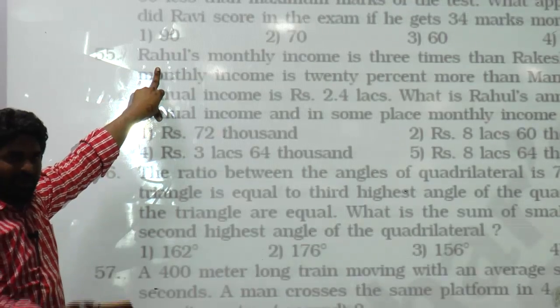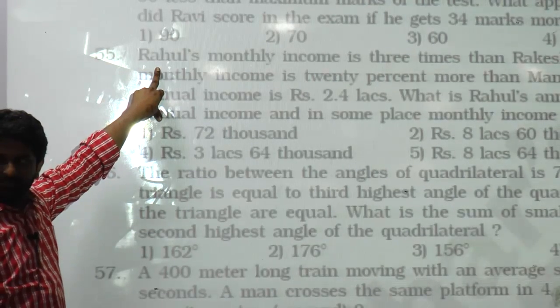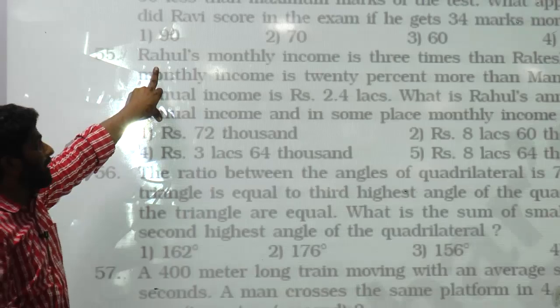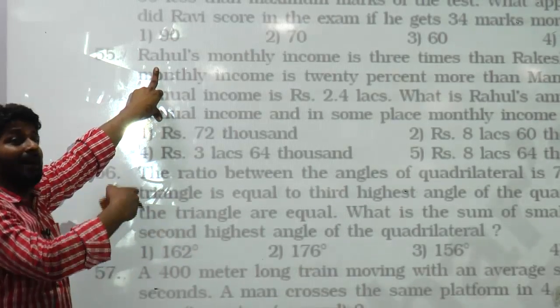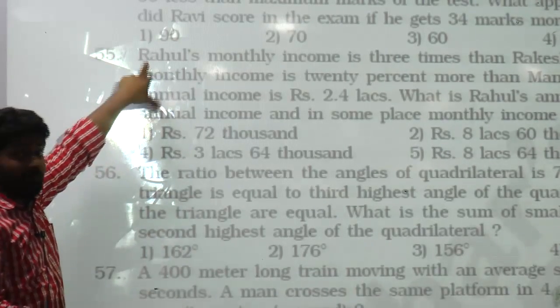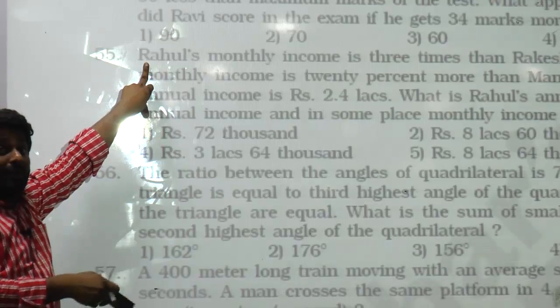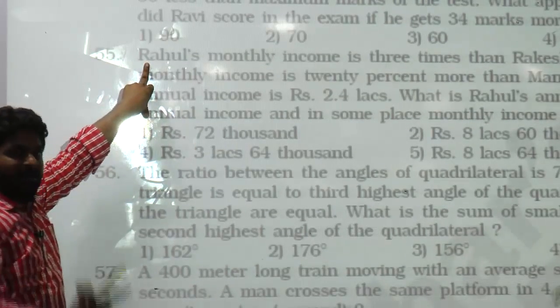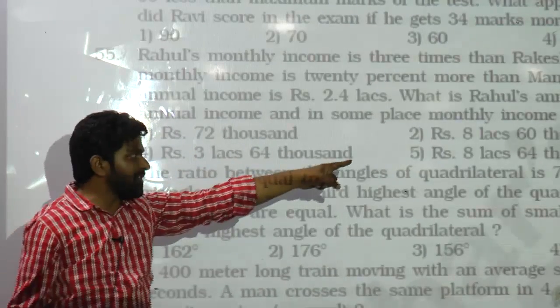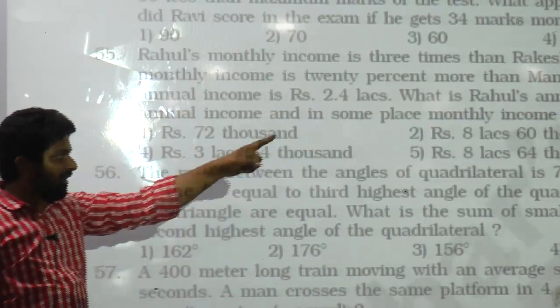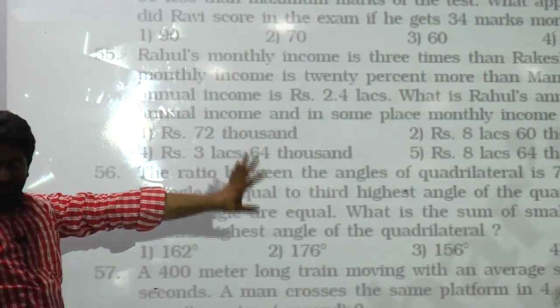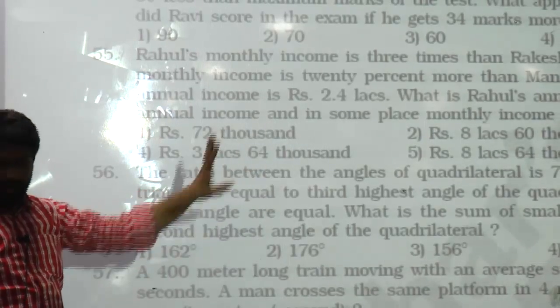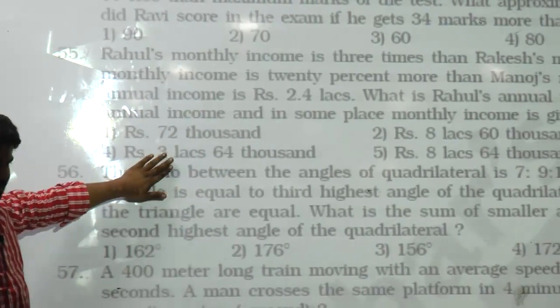Yes or no? Need not go for conversion. If monthly income of Rahul is 3 times of monthly income of Rakesh, yearly income of Rahul also will be 3 times of yearly income of Rakesh. So, answer should be a 3 multiple. The second option is not a multiple of 3. In place of the third option, if you have any other number which is not a multiple of 3, you can eliminate. This is not a multiple of 3.